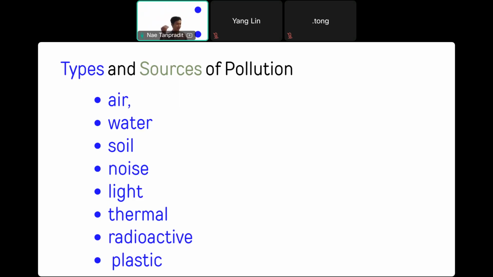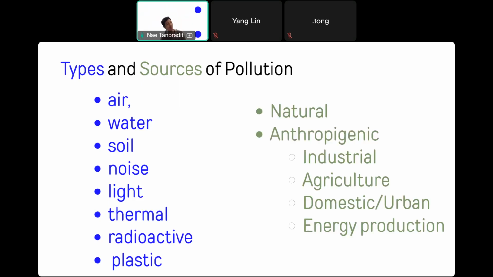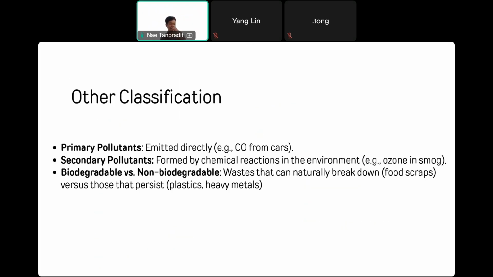Yes, the radioactive, like we'll talk about this in Chernobyl, right? And in the nuclear bomb that Lin also mentioned, the nuclear bomb of Hiroshima and Nagasaki, right? And plastic. So, there are many sources of pollution also, like I said, natural and anthropogenic: industrial, agriculture, domestic, urban, and energy production. Some scientists have other classifications: primary and secondary pollution, emitted directly or formed after release, like by chemical reaction in the environment, like ozone and smog.